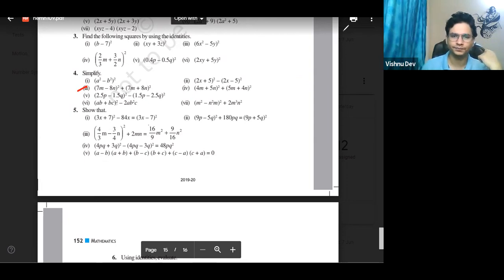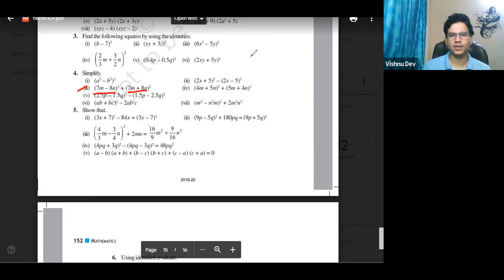Now I will ask someone. Bindu, tell me, in question number 3, what is the first identity? A minus B whole square. Very good. And the second identity, same, A plus B whole square. Right?